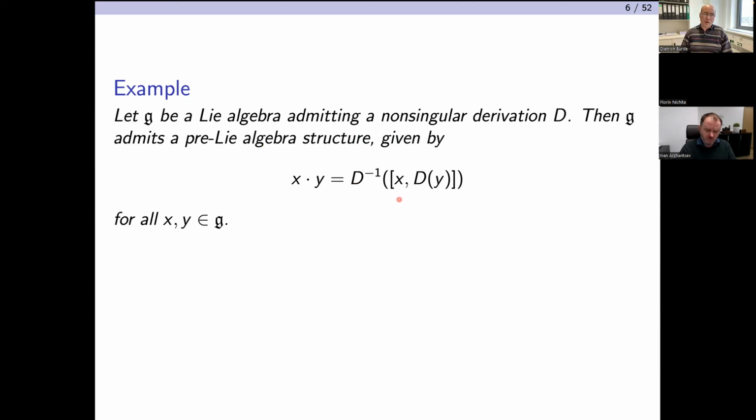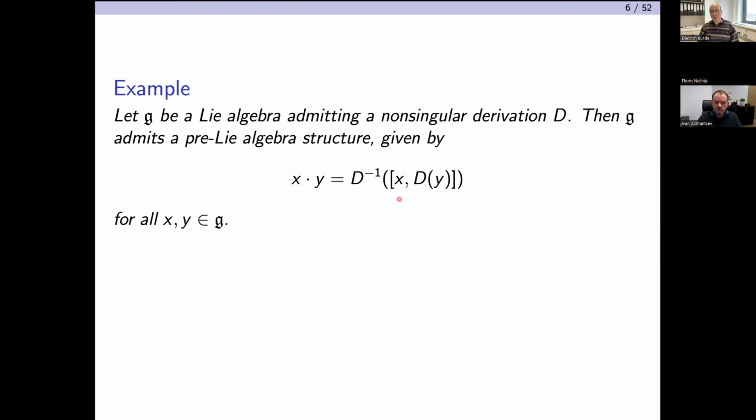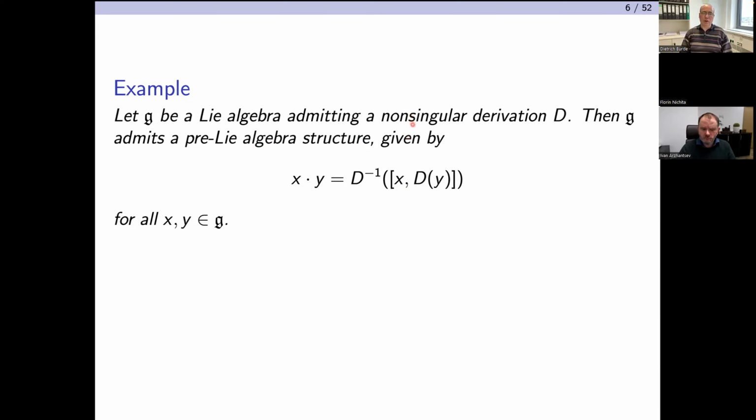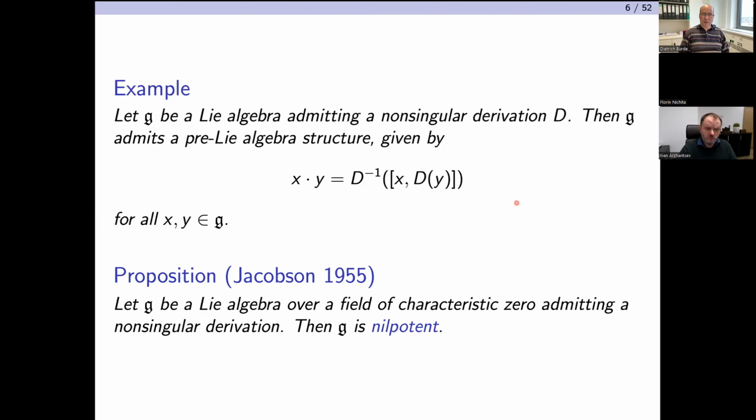But of course, this raises the next question. If you have this existence question, then you would wonder how much of a restriction the existence of a non-singular derivation is for my Lie algebra. Let me tell you what the result is. Jacobson proved in 1955 that over characteristic 0, it's a rather strong restriction. If you have such a derivation which is really non-singular, then the Lie algebra must already be nilpotent. That's a rather strong restriction.